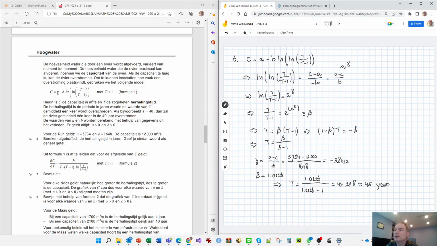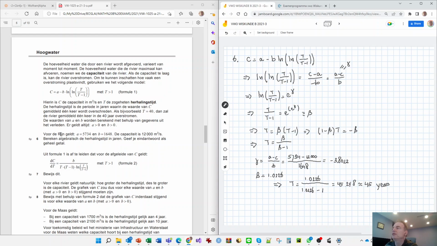And there are two constants in this equation relating the capacity with the repeat time. And there they give an example of the river Rhine. They give the constants here. It must be dimensionless. And they also give the capacity.